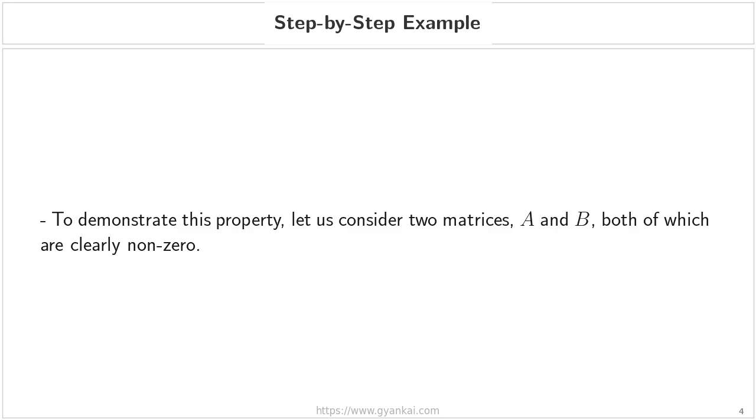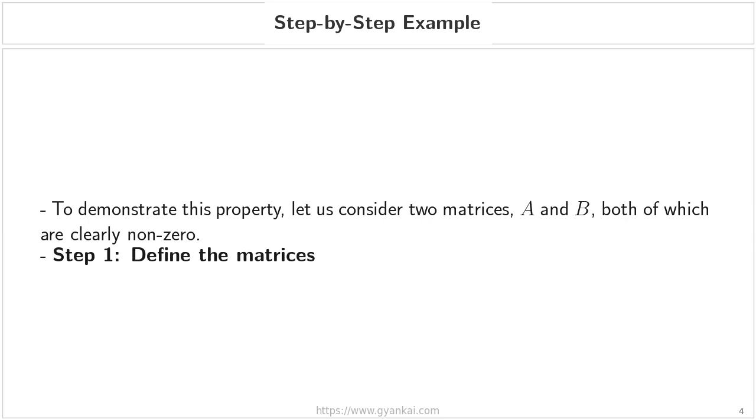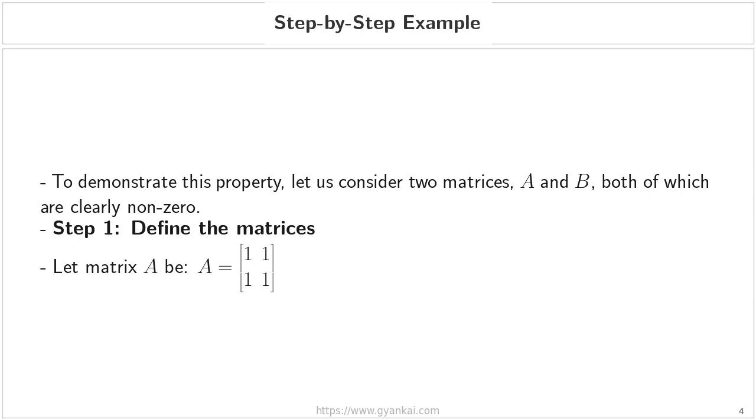Step-by-step example. Now that we have discussed the theory and the filter analogy, let us put these concepts into practice with a concrete example. To demonstrate that the product of two non-zero matrices can indeed result in a zero matrix, let us consider two specific matrices, which we will call matrix A and matrix B. As you will see, both of these are clearly non-zero. Our first step is to define these matrices so we have a clear starting point for our calculations. First, let us define matrix A as a 2x2 matrix where every element is 1. That is, the first row contains 1, 1, and the second row also contains 1, 1.